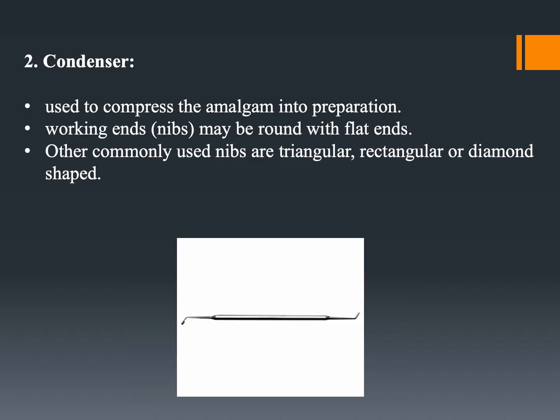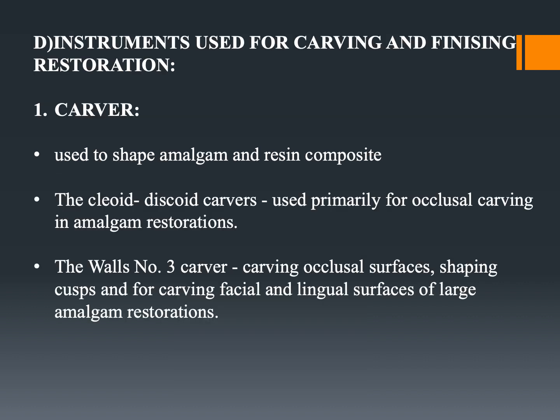Then once you place the amalgam, you have to condense, right? So we use condensers here. The condensers are used to compress the amalgam into the preparation, and it has a working end which has nibs or maybe round with flat ends. So basically this working end is a little bit serrated. So these serrations help the next increment of amalgam which you condense to get interlocked, and there is not going to be any displacement of the amalgam. This also helps in better condensation so that the mercury is evenly spread.